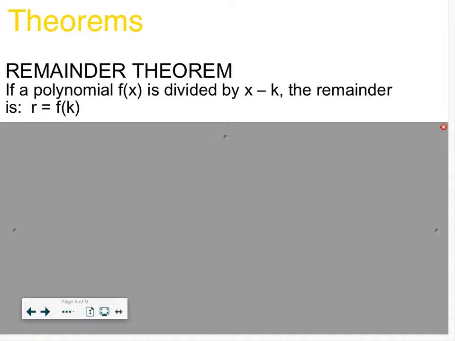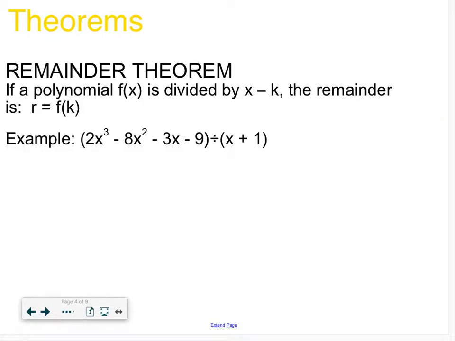When we perform synthetic division with x minus k, our remainder is the function value for k. Write this example down, we'll go through it, and I'll talk about specifically what this means.